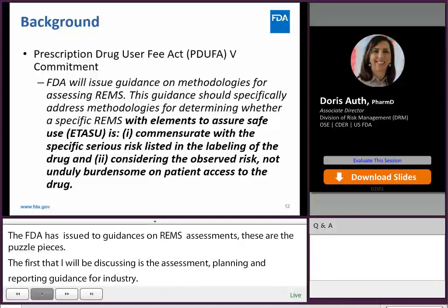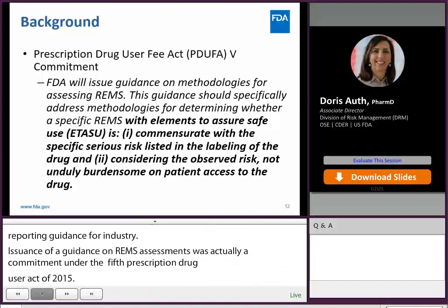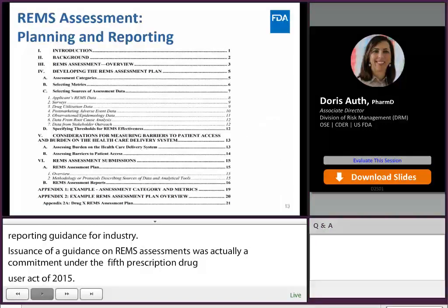PDUFA 5 specifically stated that a guidance be developed that focuses on methodologies for determining whether REMS with the ETASU is commensurate with the specific risks in the labeling, and considering that risk is not unduly burdensome on patient access to the drug. This next slide is just a snapshot of the outline from the guidance.